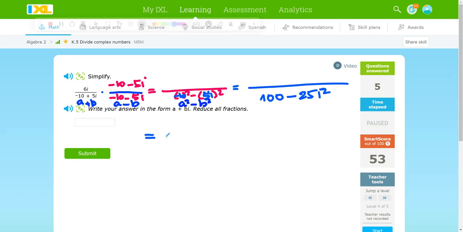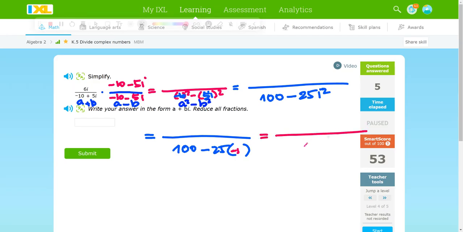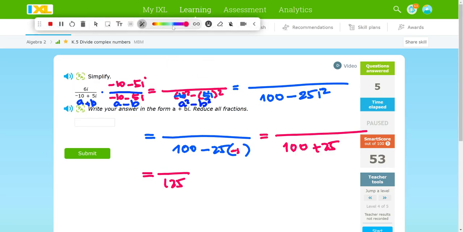Now I've got 100 subtract 25, and instead of i squared I put negative 1. So in the denominator I've got 100 plus 25, and together it becomes 125. Now let's take care of the top part.